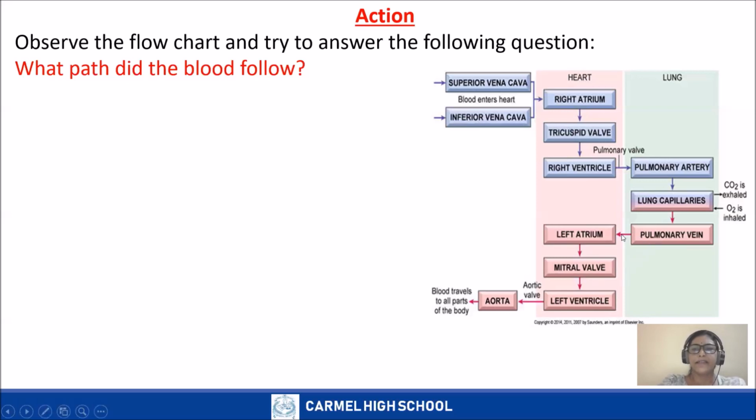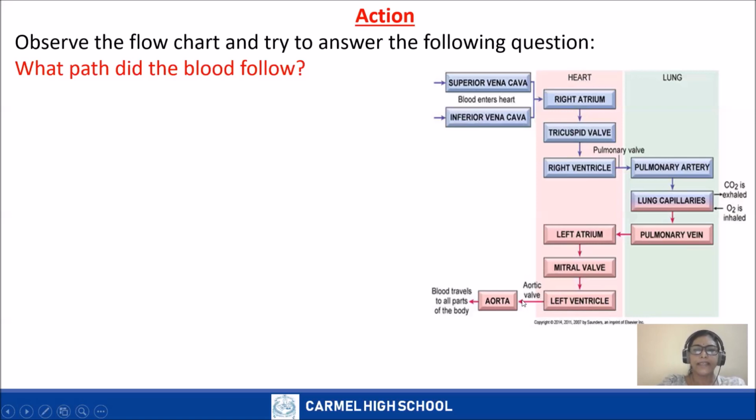And it is entering the left atrium. Now, between this left atrium and left ventricle, there is another valve. It is called the bicuspid valve or the mitral valve. Once the valve opens by the relaxation of the left atrium, immediately blood is forced into the left ventricle. And from the left ventricle, you can see there is another valve called the aortic valve.